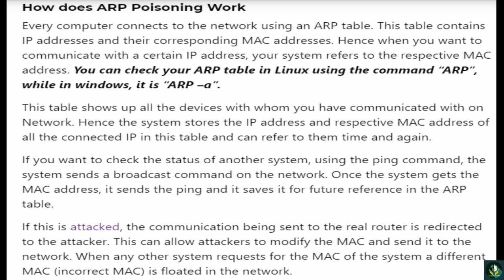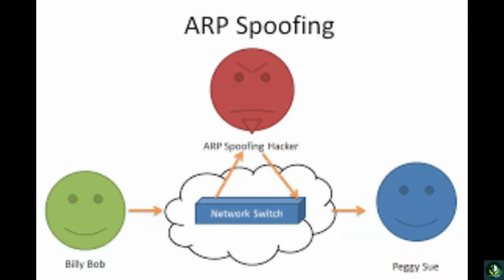If you want to check the status of another system using the ping command, the system sends a broadcast command on the network. If this is attacked, the communication being sent to the real router is redirected to the attacker. This can allow attackers to modify the MAC and send it.